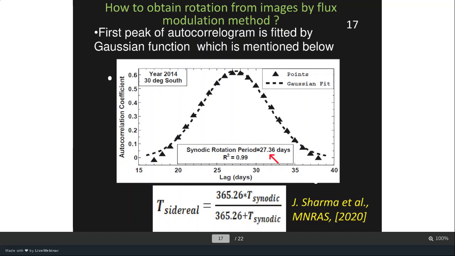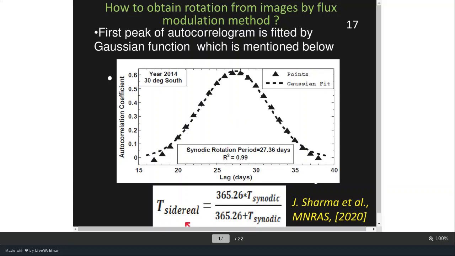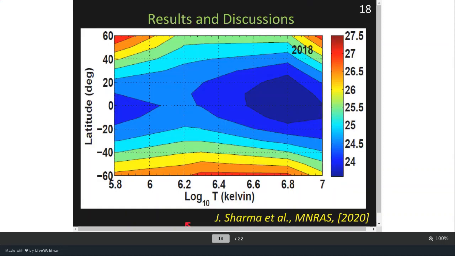This synodic rotation period can be converted into sidereal rotation period using this formula: T sidereal is equal to 365.26 times T synodic upon 365.26 plus T synodic. This is one of the results in this analysis.